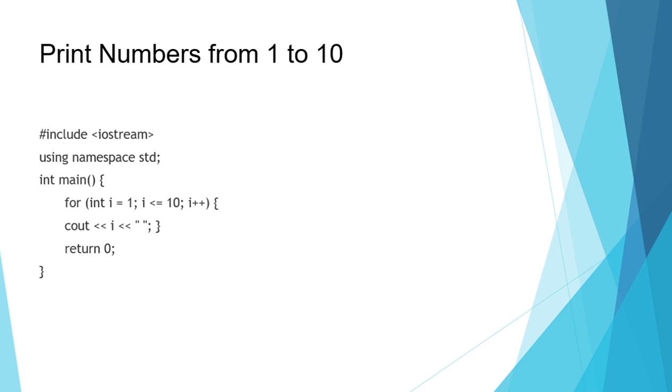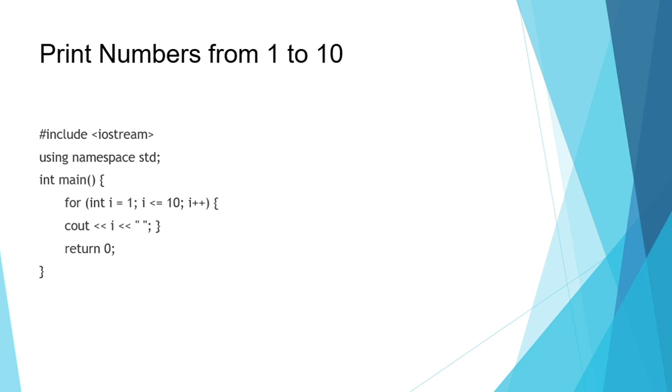#include <iostream>. This is a preprocessor directive that tells the compiler to include the standard input-output stream library iostream. The iostream library is necessary to perform input and output operations, for example reading input from the user or printing output to the screen. Using namespace std.